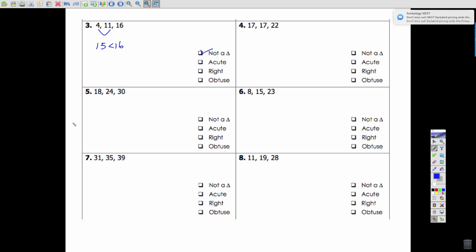Okay, so continue with the rest of it, but as you can tell, the converse of the Pythagorean theorem is really handy when we are using it to determine what kind of triangles we have. All right, guys, I will see you in class.